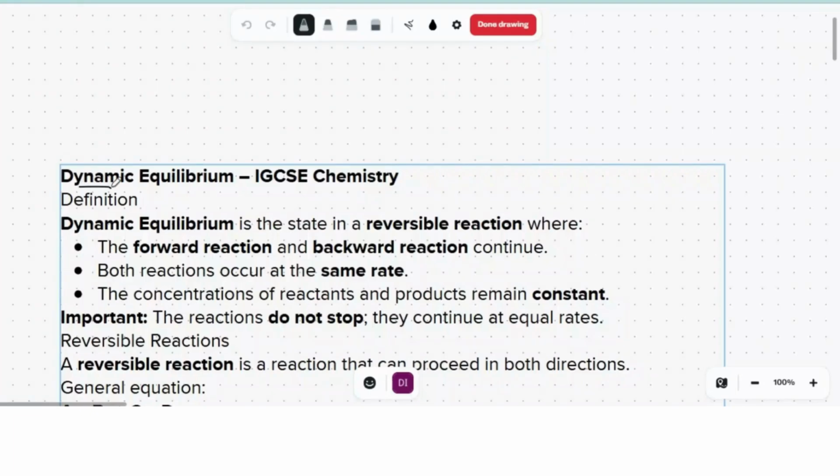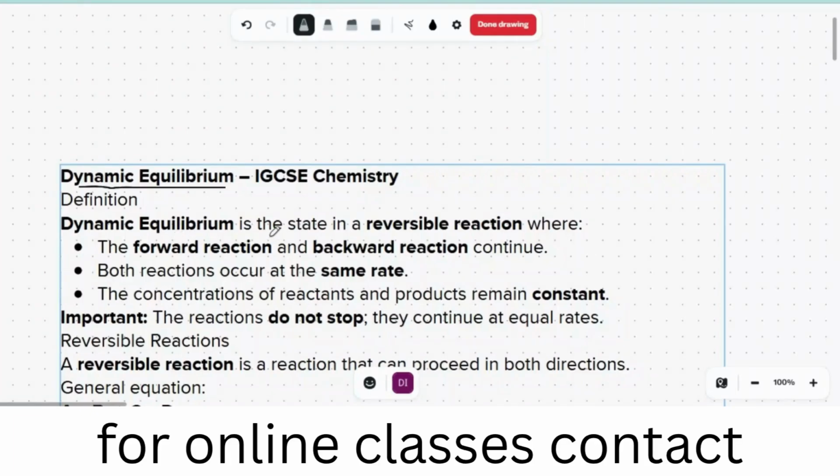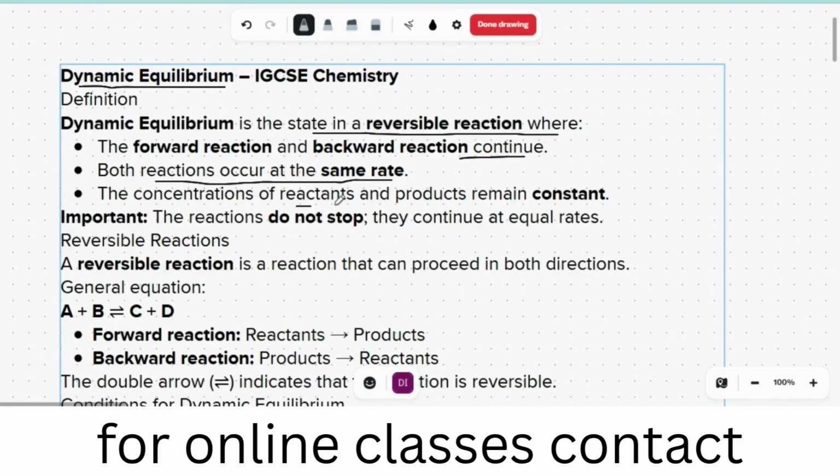We are going to talk about dynamic equilibrium. Dynamic equilibrium is the state in a reversible reaction where the forward and backward reactions continue. Both reactions occur at the same time. Concentrations of reactants and products remain constant. Important: the reactions do not stop. They continue at equal rates.